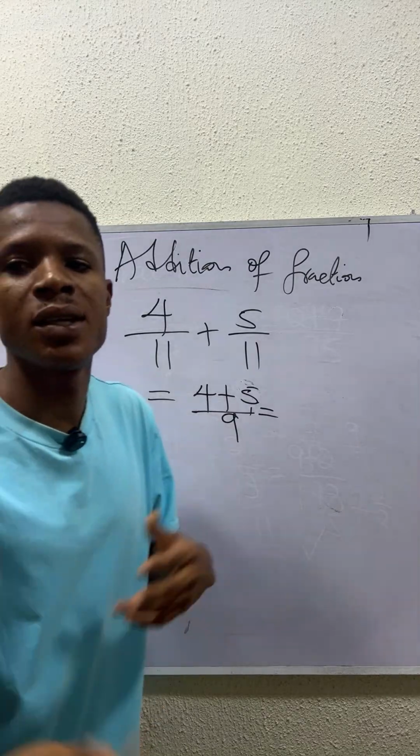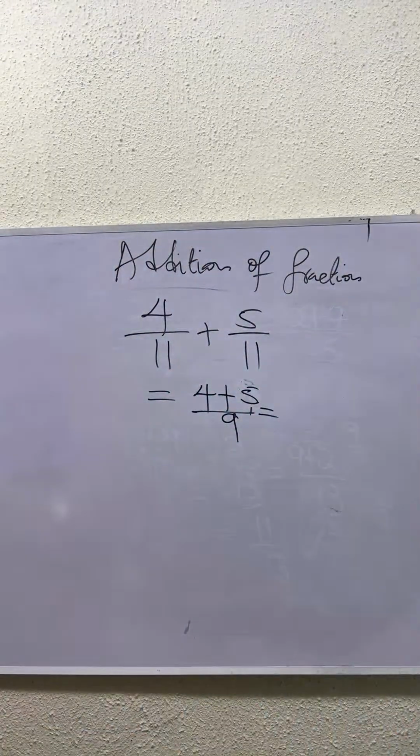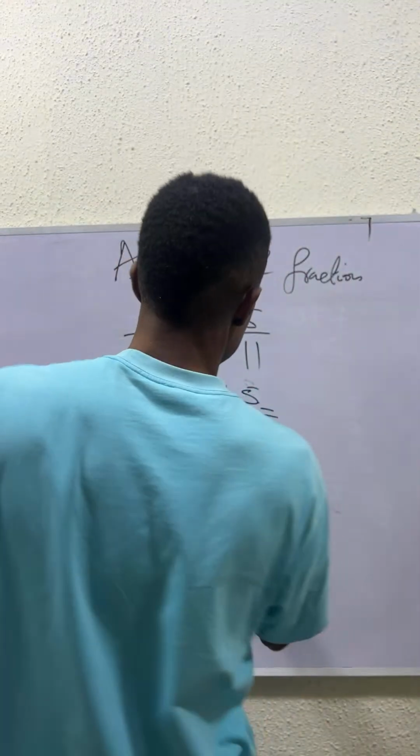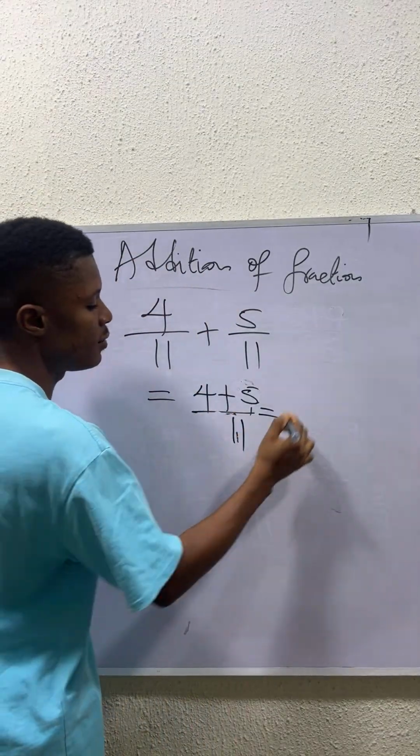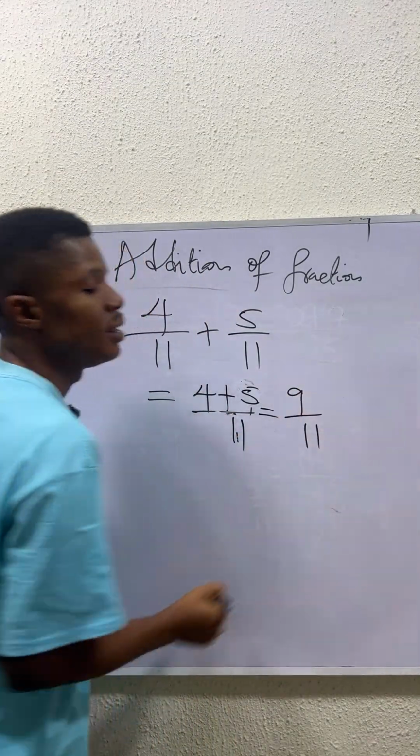What is 4 plus 5? 9, correct. Thank you. 9. Sorry, I made a mistake. The denominator is supposed to be 11. So we have 9 over 11.